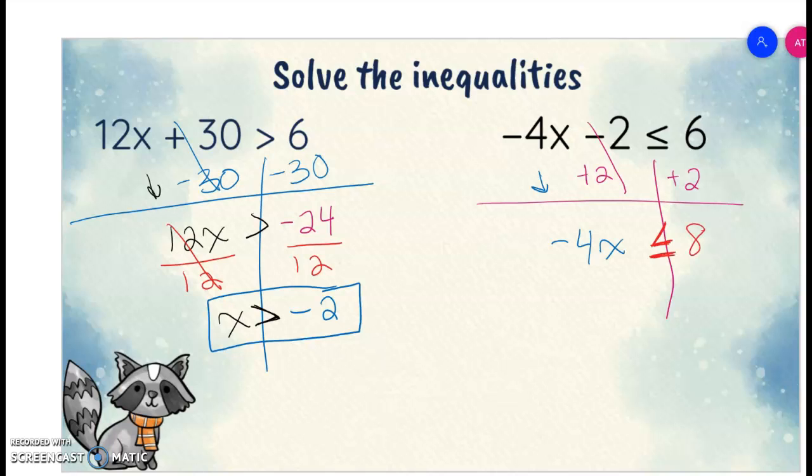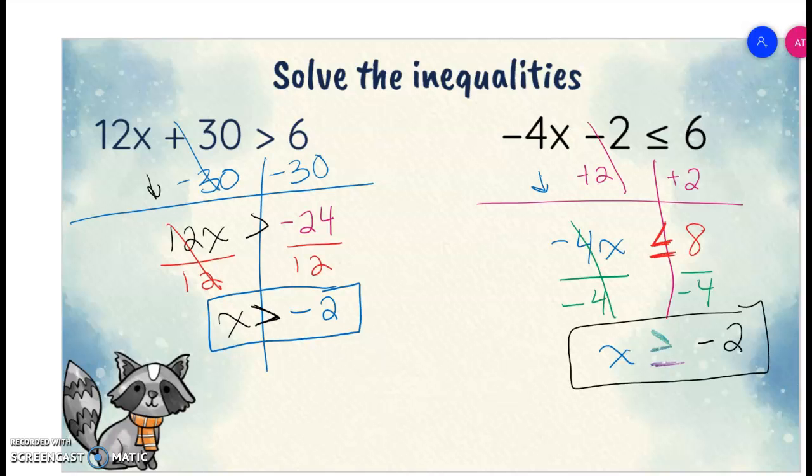So now I need to do just like I did with the other one. I need to divide everything by a negative 4. You need to divide both sides by negative 4 because that's what's attached to x. Now what happens when you divide an inequality by a negative number? The sign is going to flip the other direction. So now I have greater than or equal to. Negative divided by a positive is a negative. 8 divided by 4 is negative 2.